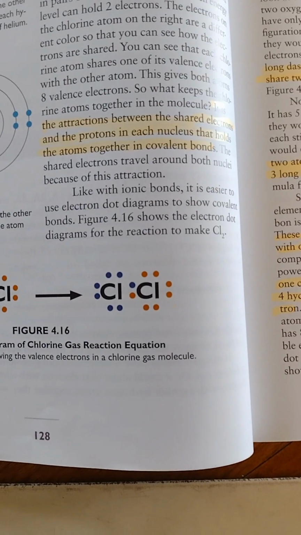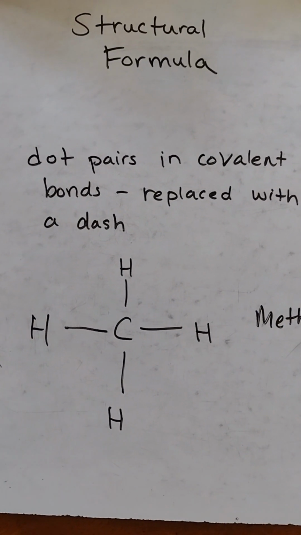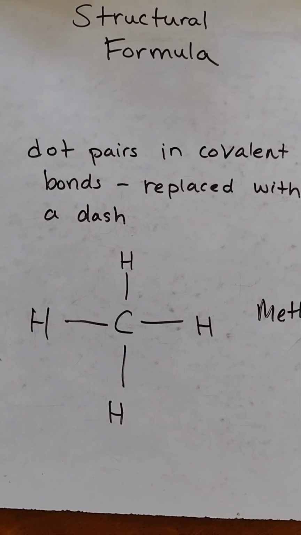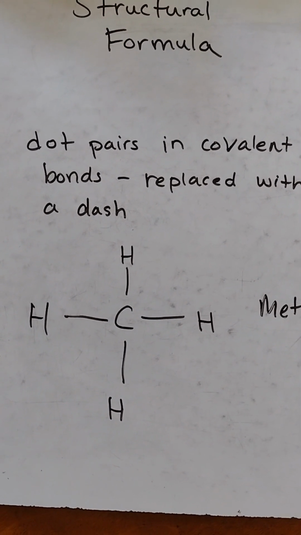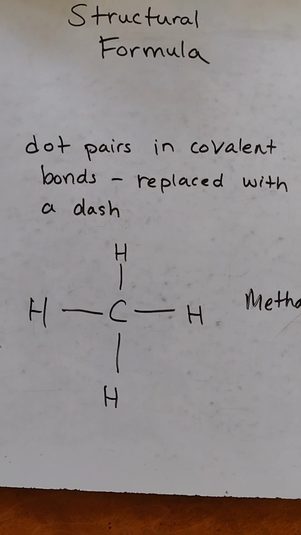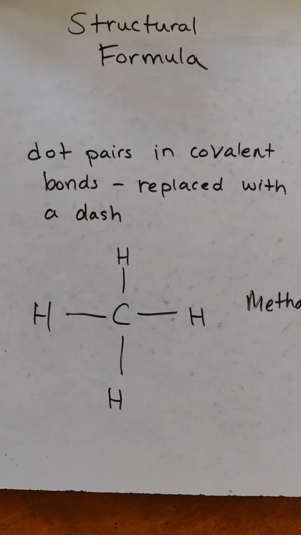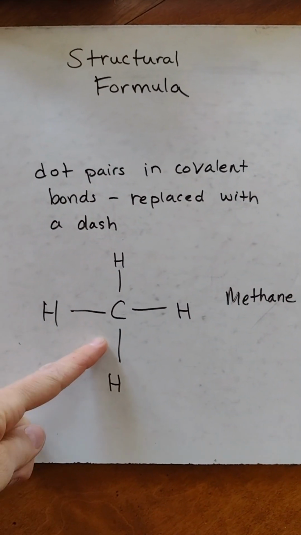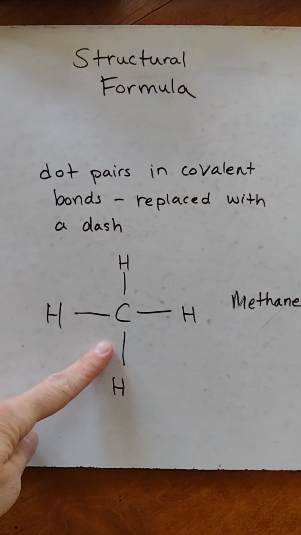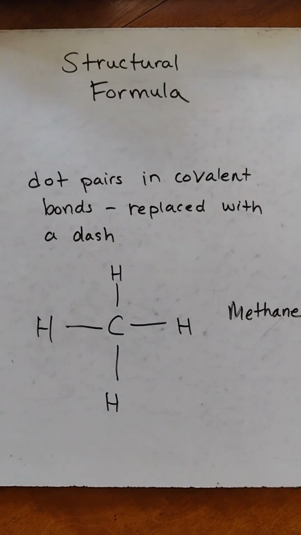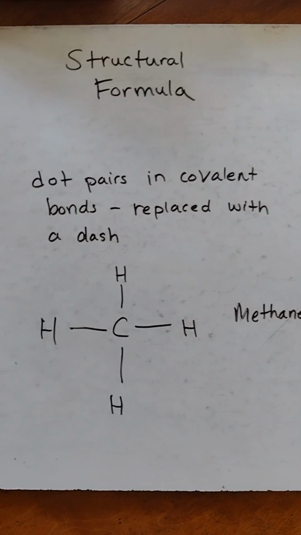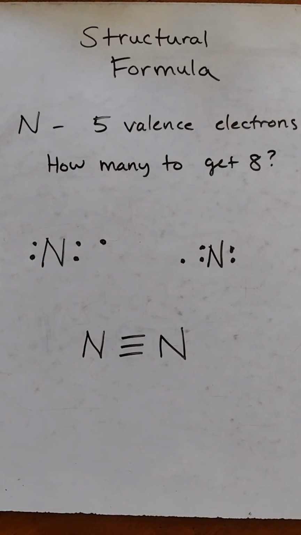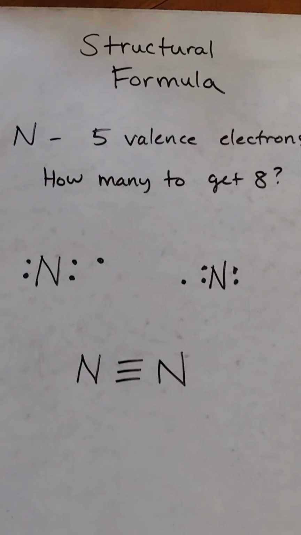To make it a little bit easier to show covalent bonds, there's the structural formula model for a molecular compound. Instead of using the dot pairs, they've replaced it with a dash to show the covalent bonds, like in methane, CH4. So it would have the covalent bonds as dashes. Now this comes in handy when there's more than 1 bond to show.